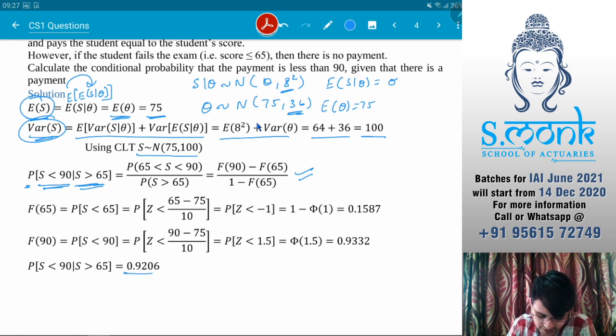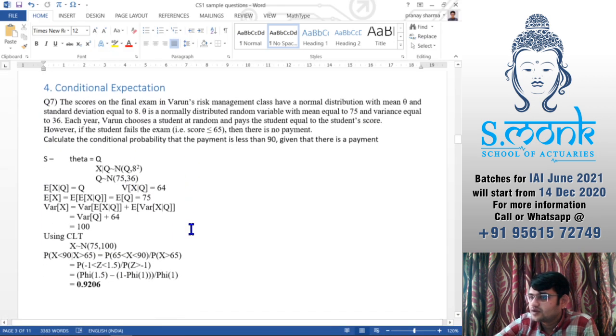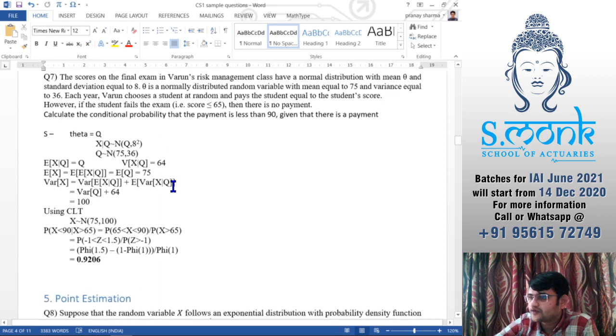So this becomes the final answer. These kinds of questions you may get in conditional expectation. Here also I have taken the same question, but I have written it in this form without equation editor.